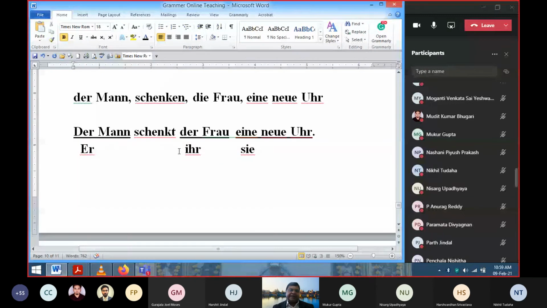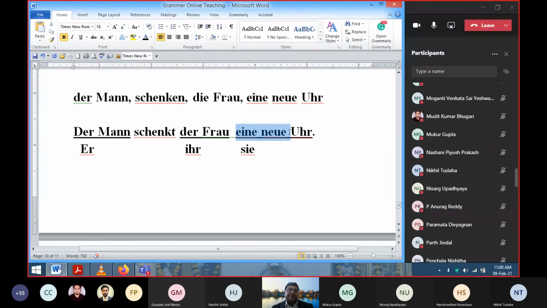So it will be: he presents it to her. It means you have replaced all the nouns by appropriate pronouns. So now it is becoming he presents it to her. So er means he, ihr means to her. And then eine neue Uhr, because watch in English is a neuter gender, please remember.